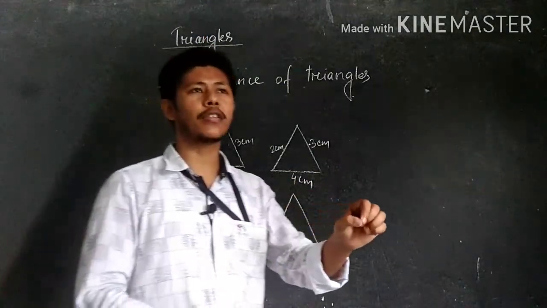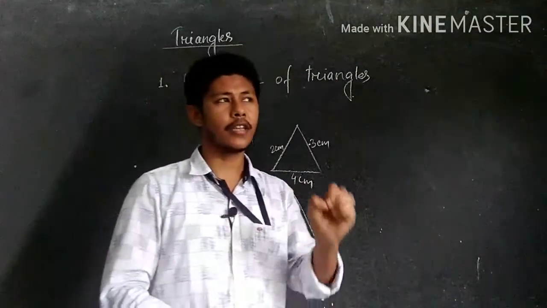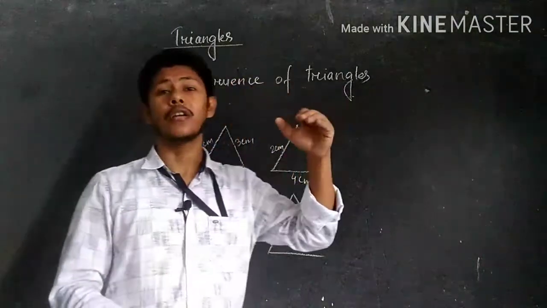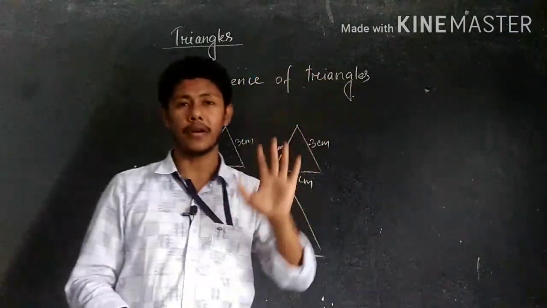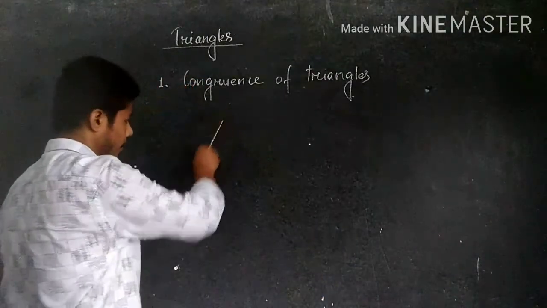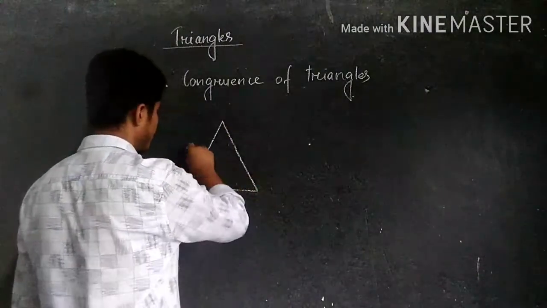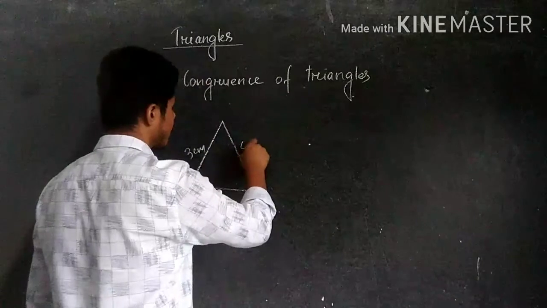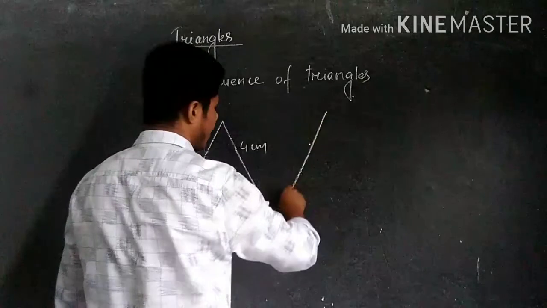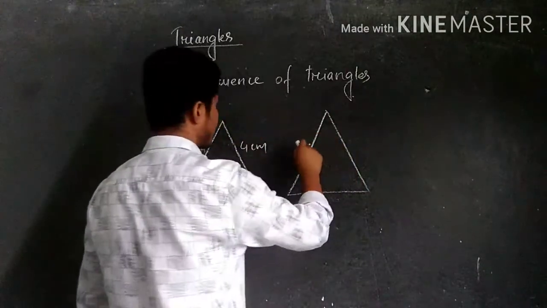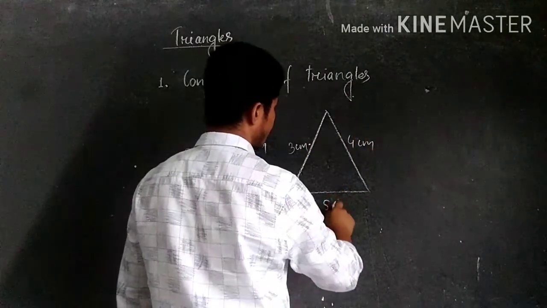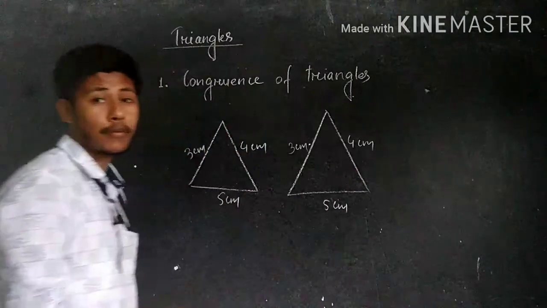Now after that, the second one is the rules. Next topic we have to discuss is rules. So let's see how we can use this congruence in our triangle part. Okay, now let's take an example here. Suppose we consider another example, where one triangle has sides 3 centimeter, 4 centimeter and 5 centimeter. Another triangle we consider has 3 centimeter, 4 centimeter and 5 centimeter. Two triangles we have to consider here.